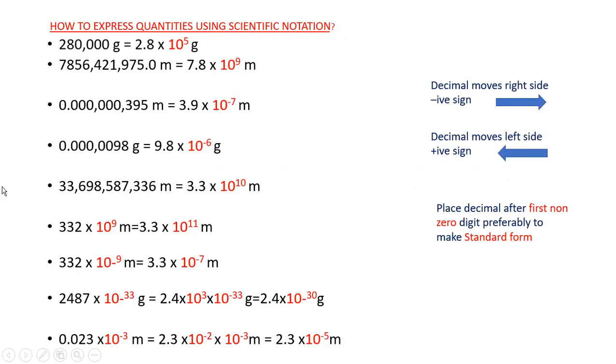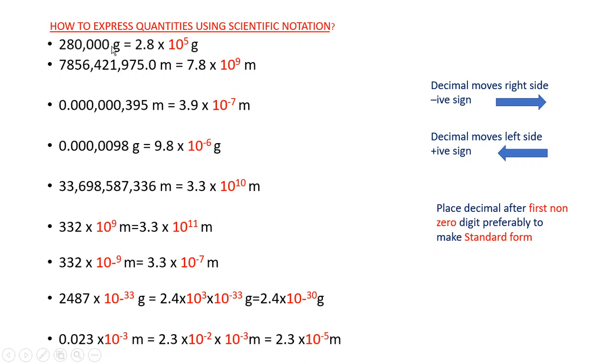Now, I have given you some examples to understand how to express quantities using scientific notation. First of all, keep this in mind: if there is no decimal in an amount, it doesn't mean that there is no decimal. The decimal is at the end. We can move this decimal to any place, but we will bring it after the first non-zero digit. The first non-zero digit is 2 here.